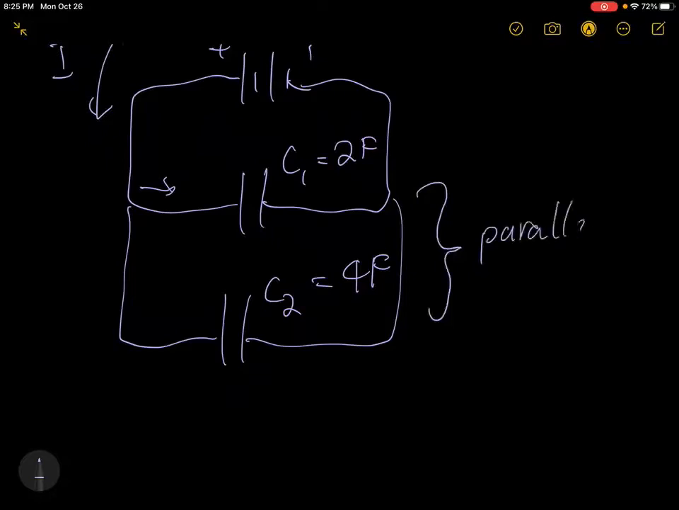So these two are in parallel with each other. And keep in mind, it doesn't necessarily have to look like they're side by side. C2 could be over here. It just means that they're not on the same path. They're separated by a junction here, basically.